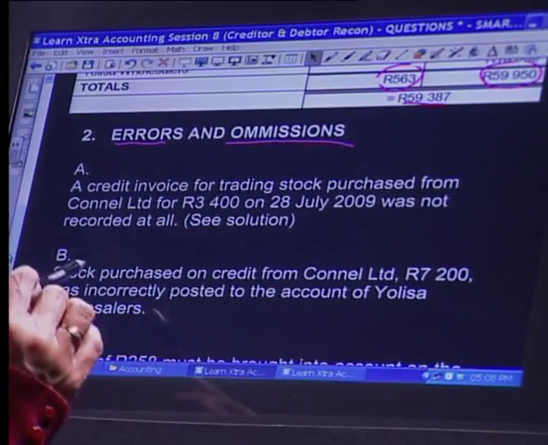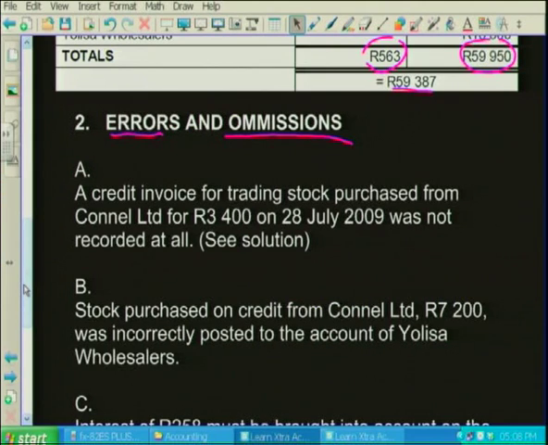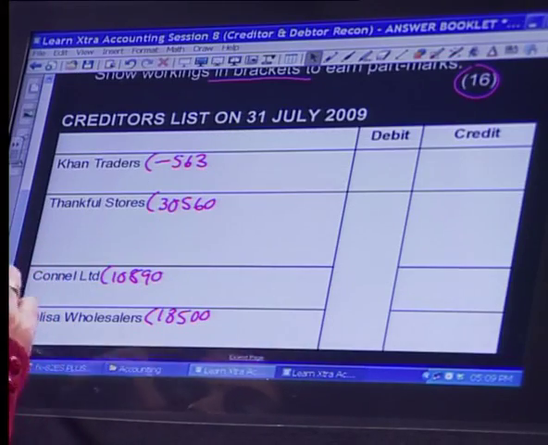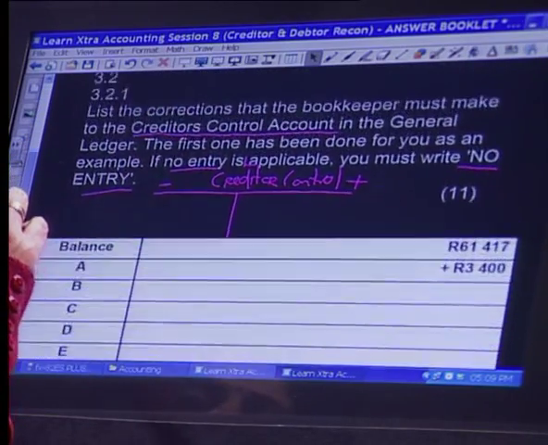Okay, the very first error is done for you, but let's just go through it. A credit invoice for trading stock purchased from Canal Limited for 3,400 on the 28th of July 2009 was not recorded at all. In other words, it was omitted, it was left out. So you bought goods for 3,400 from Canal Limited, but you haven't recorded this. Let's first look at how it's going to affect the control account, and then we're going to go to the actual list. The control account, I think, is done for us, but let's look at it.